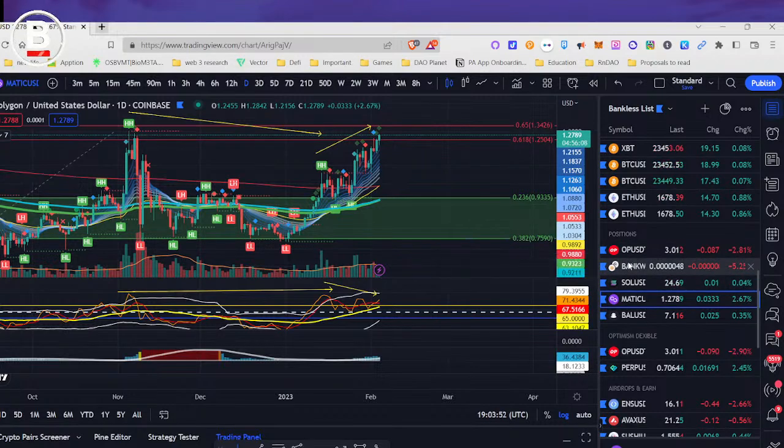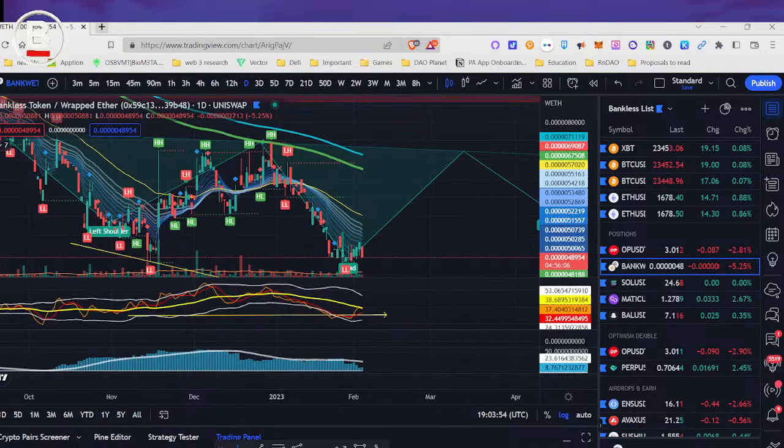Let's get to the bank token. For the bank token, we are going to go to a different chart real quick.